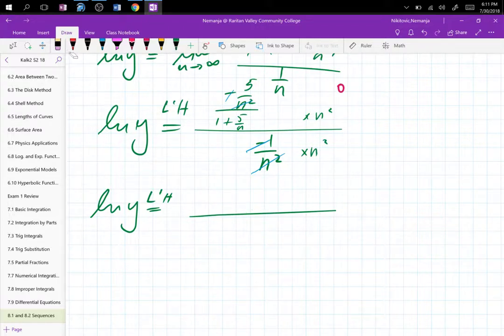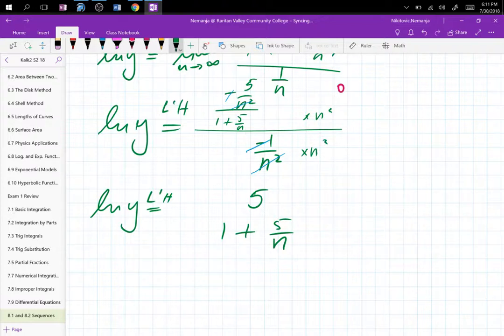I can't write it anymore. 5 over, so this is gone, this is gone, this is gone, so it's 5 over 1 plus 5 over n. There we go. And we still have the limit in front, where n goes to infinity now. So now this part over here will go to 0.